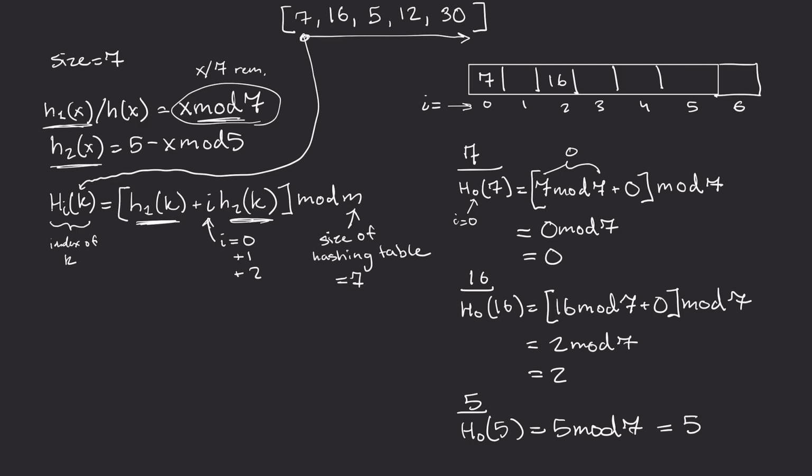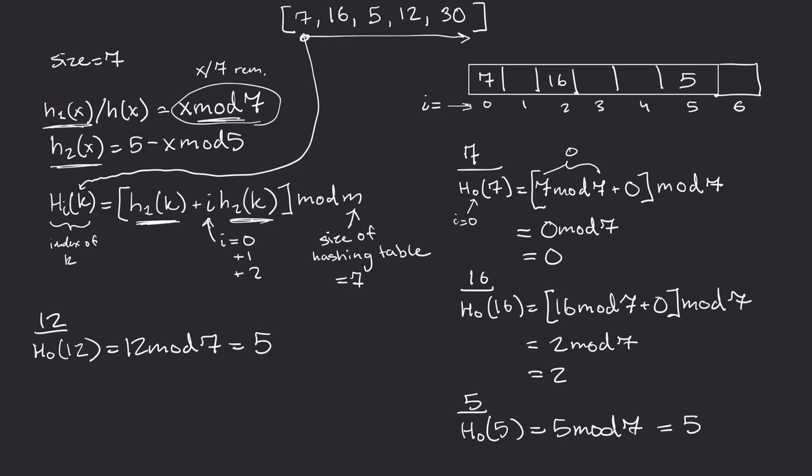So we're going to put 5 and 5. Now, what happens when we try and put 12 in the array? Once again, we're going to calculate h0 in the hashing table, and that's going to be equal to 12 mod 7, and that's going to equal 5.